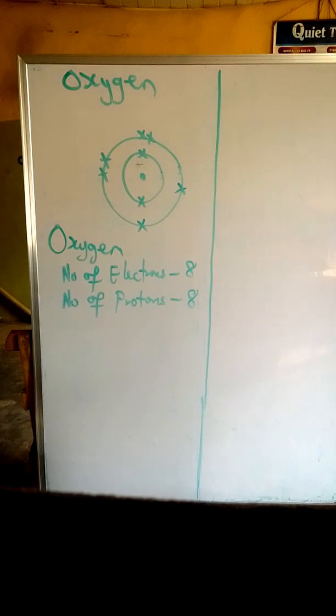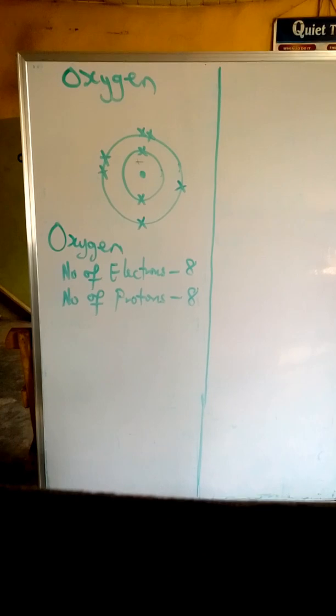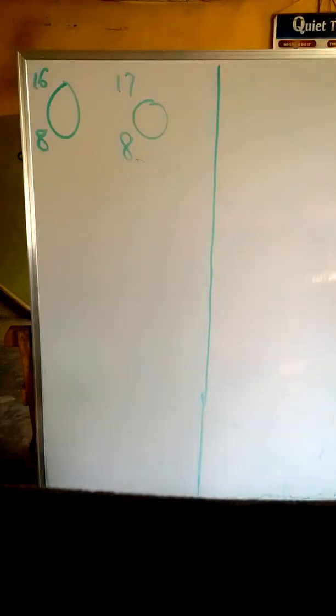Then the number of neutrons. We can't get the number of neutrons except we have the isotope of oxygen. It is the isotope of oxygen that will give us the number of neutrons that an atom of oxygen has. Now let's look at these two isotopes of oxygen. We have oxygen 16, 8 and oxygen 17, 8.